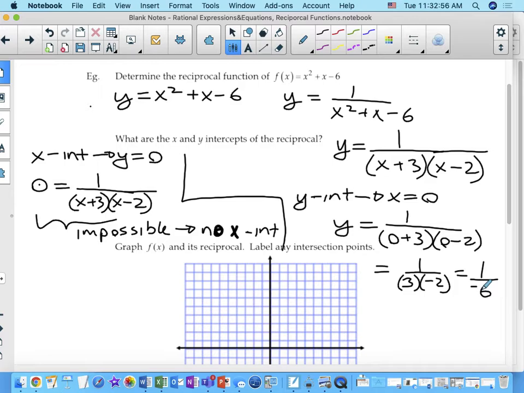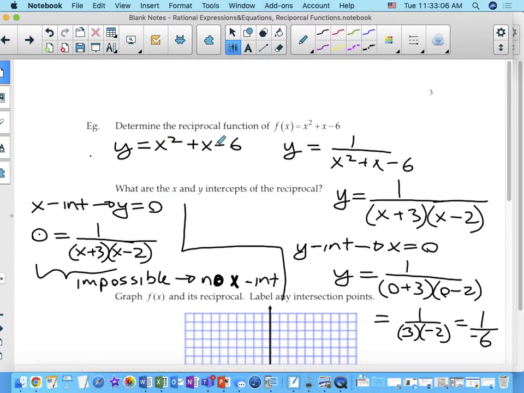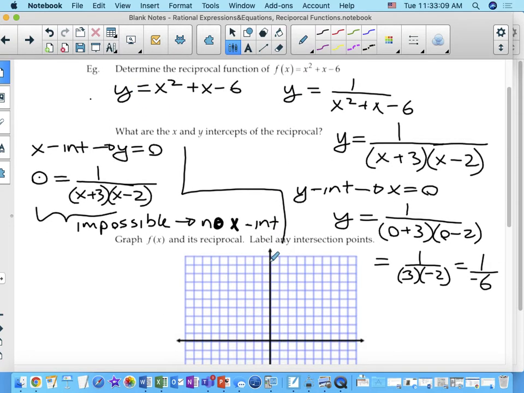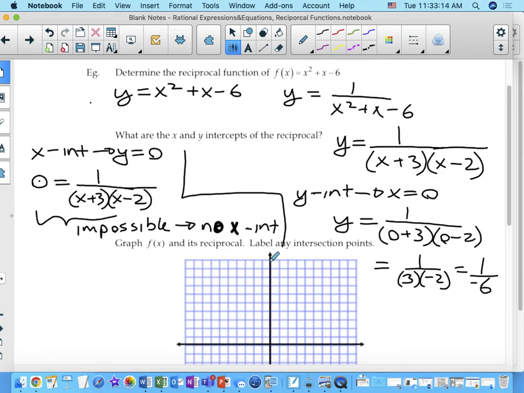Graph f of x and its reciprocal, label any intersection points. Okay, well, there's a couple of things we've got to do here. If we're going to graph f of x, it's a quadratic function. And to graph f of x by hand, we have to have that in vertex form, right? It's in standard form right now. So we've got to complete the square to get that into vertex form. So we've got to do that first, and then we can go about graphing f of x plus the reciprocal function.